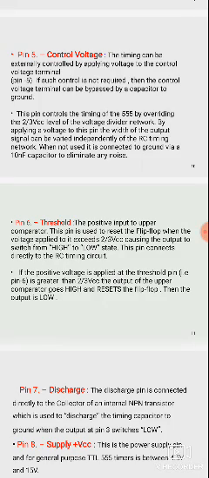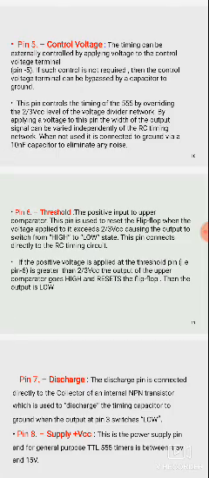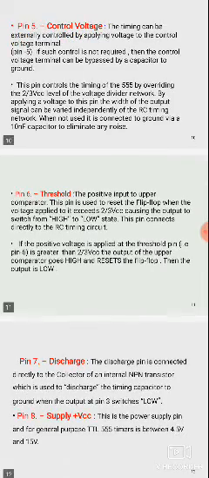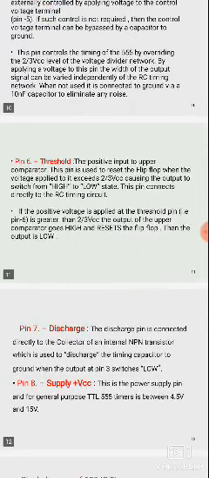Next, the 555 is overriding the 2/3 VCC voltage divider network. By applying voltage, the output signal can vary independently of the RC timing circuit. The sixth pin is used for threshold. The threshold pin is the positive input of the upper comparator. The pin is used to reset the flip-flop when the applied voltage exceeds 2/3 VCC.